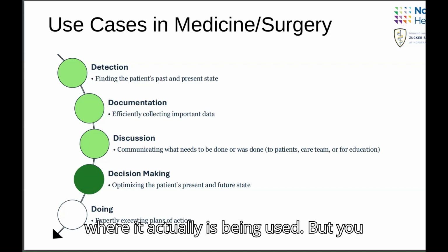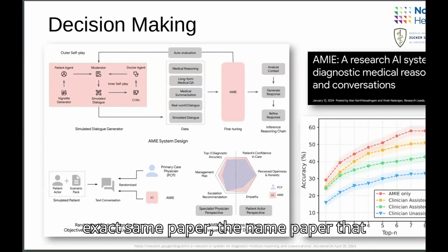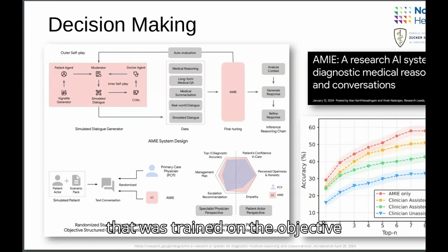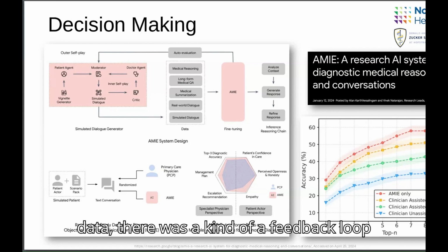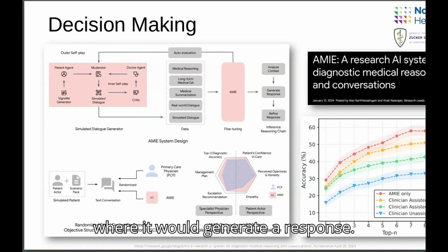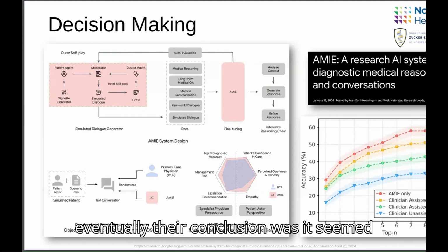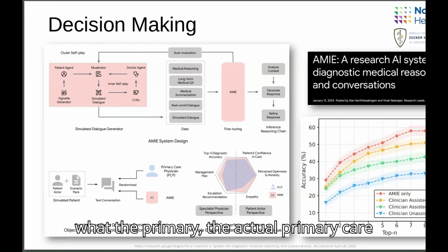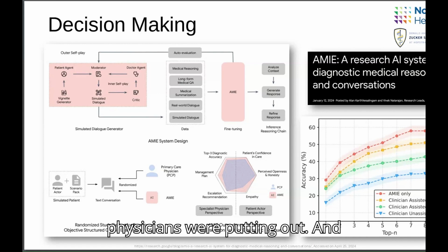cases where it actually is being used. But the last time we saw this exact same paper, the AMIE paper that Google presented, the idea is that there's a model that was trained on objective structured clinical exam data. So these are the OSCEs, the structured encounters that medical students typically have with actors who act as patients. Using that data, there was a feedback loop where it would generate a response, there would be a critique model, and it would update the model to train it to have better outputs, and it would continue along the cycle. Eventually, their conclusion was that the outputs seemed even better than what the actual primary care physicians were putting out.